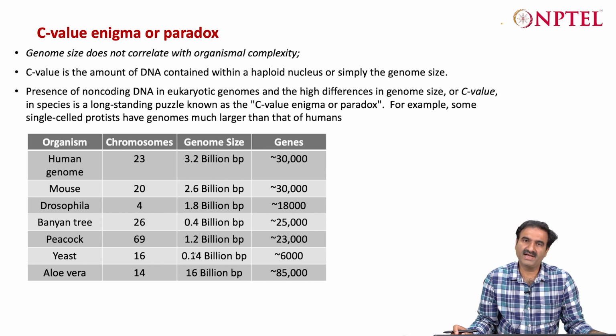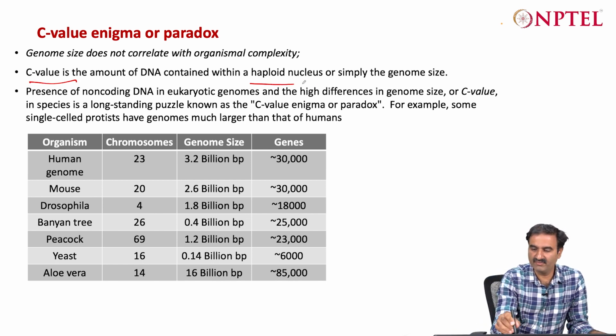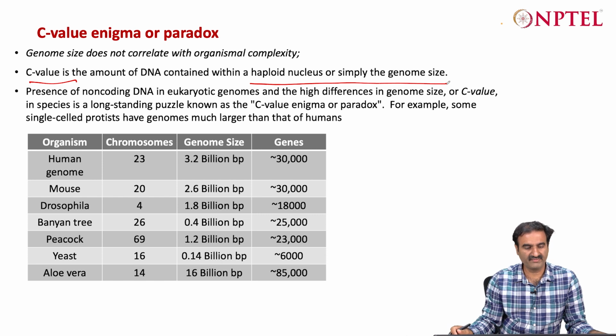So the genome could be very large or very small, but it doesn't matter that if it is too big then it has to be very complex also. Right. And what is C value? In the C value paradox, it is the total amount of genetic material which is present in the haploid nucleus, or basically one copy of the chromosomes that are present. So C value is simply the genome size or one copy of the DNA.